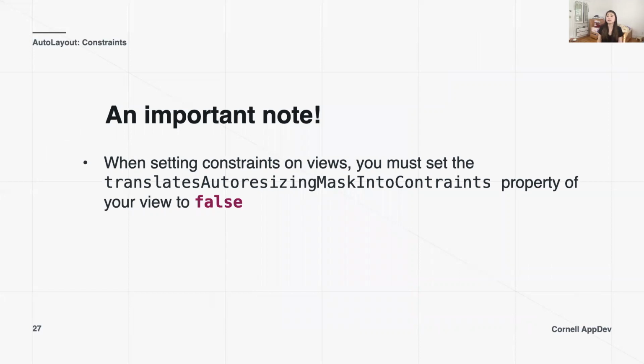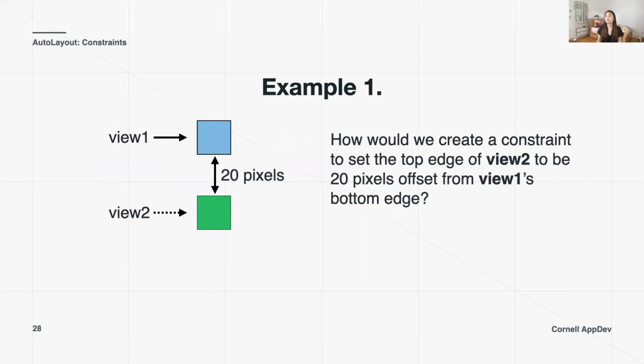Another important note is that when you're setting constraints on views, you must set the translatesAutoresizingMaskIntoConstraints property to false. And that's something you need to do every single time. That's just a Boolean value that determines whether or not your auto layout constraints will even be activated. So if you don't set it, you'll see that views won't look the way you're expecting. And this is a very common mistake that you'll make. So just make sure you don't do that.